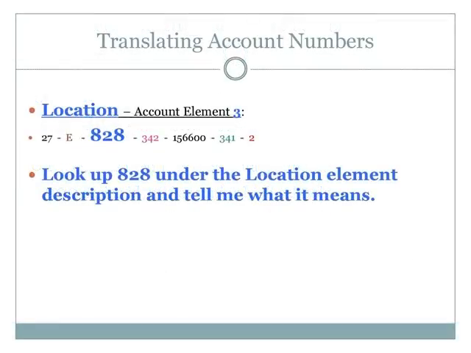Each school district is allowed to assign unique location numbers within the general description. In this example, 828 is being used within a specific school district to identify a specific activity. You can look at any one of your account numbers, secure a copy of the local handbook that would describe the location numbers, and translate what that specific number may mean in your district. In this particular example, 828 has a specific meaning.